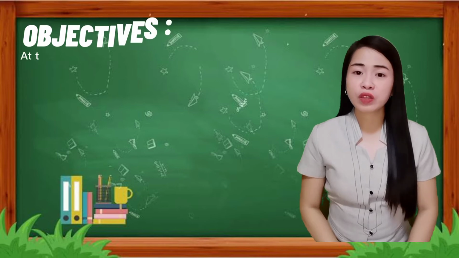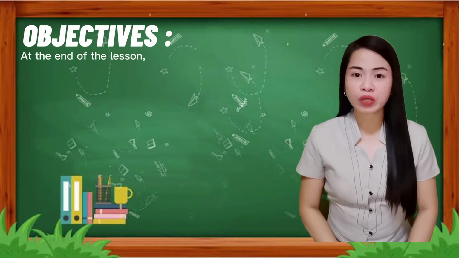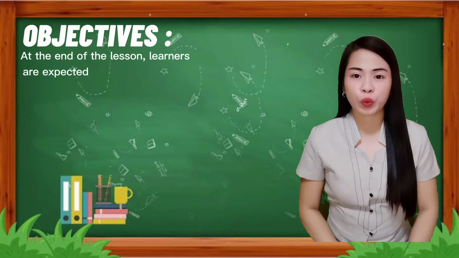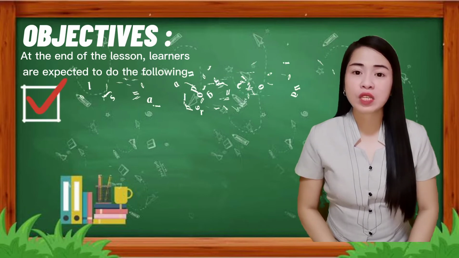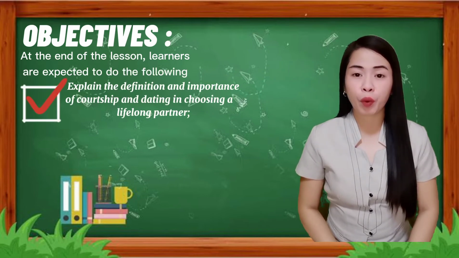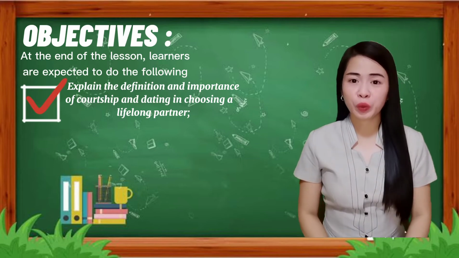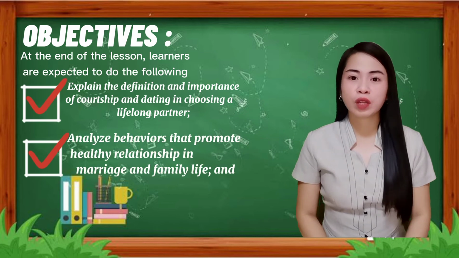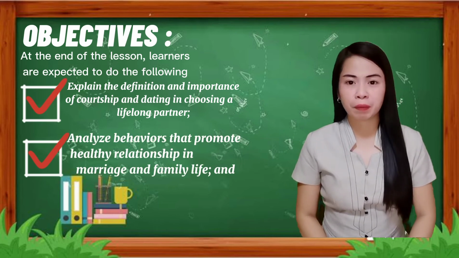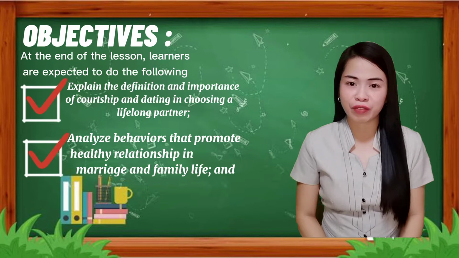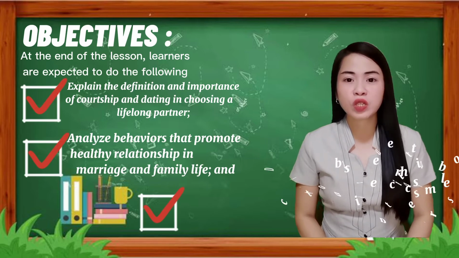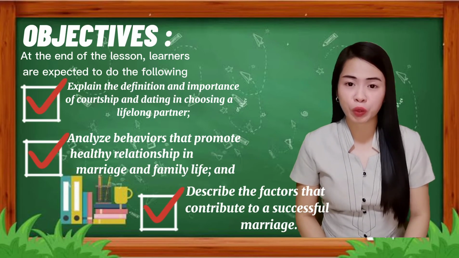Objectives. At the end of the lesson, the learners are expected to do the following. Number 1. Explain the definition and importance of courtship and dating in choosing a lifelong partner. Number 2. Analyze behaviors that promote healthy relationships in marriage and family life. And number 3. Describe the factors that contribute to a successful marriage.